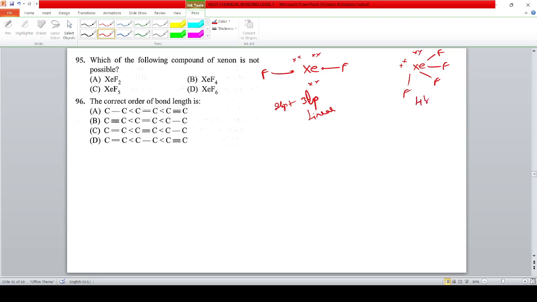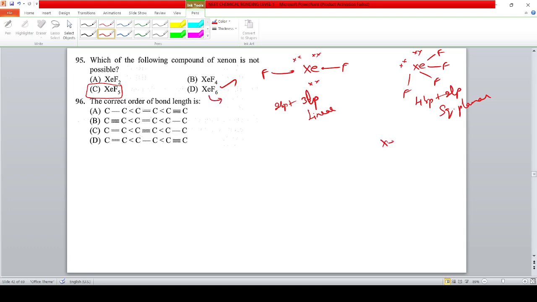So xenon is having 4 bond pairs and 2 lone pairs. In total 6. Sir, this is square planar. Yeah, we have seen this. XeF5: I have not seen such a molecule. Why? I will explain. I will go for XeF6. Yeah, we have seen this molecule. This is sp3d3 distorted octahedron.